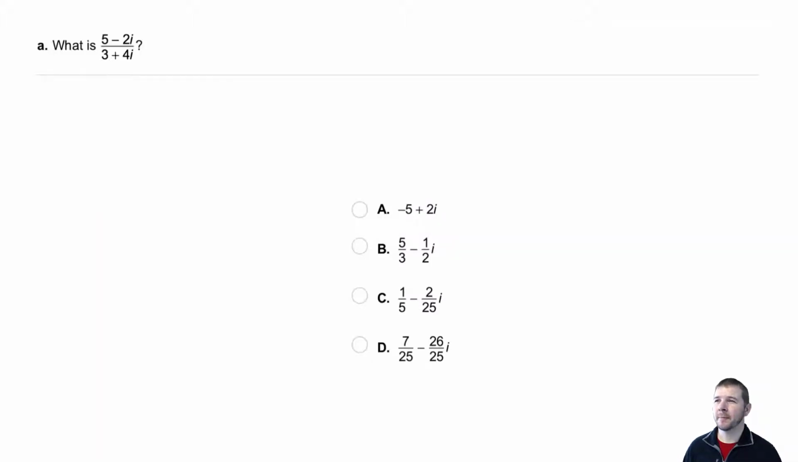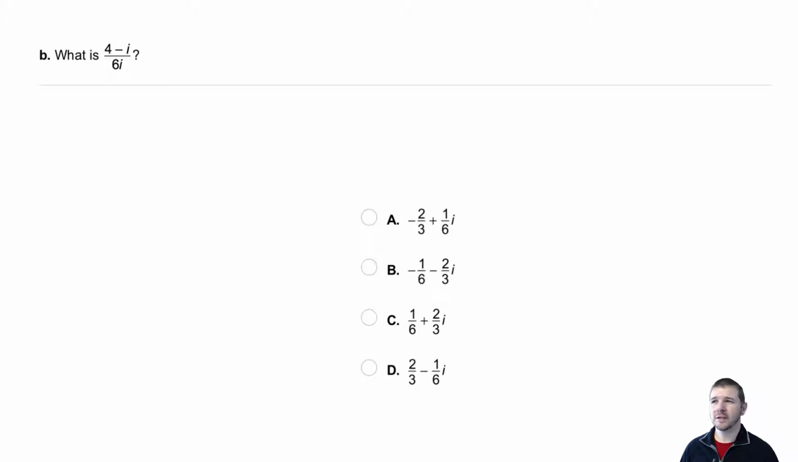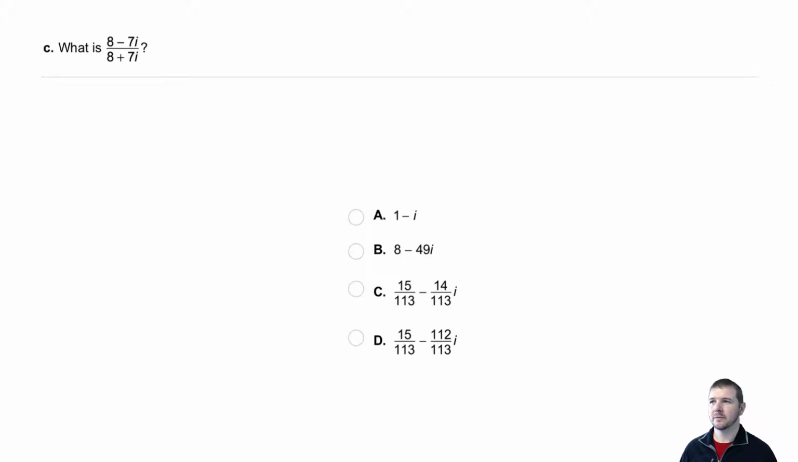Your turn. Part A, what is the quotient 5 minus 2i over 3 plus 4i? Part B, what's the quotient 4 minus i over 6i? Part C, how about 8 minus 7i over 8 plus 7i?